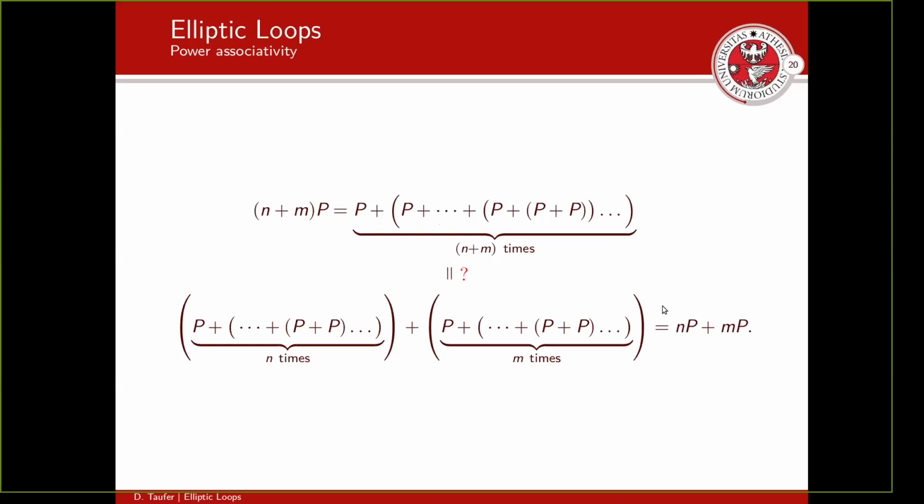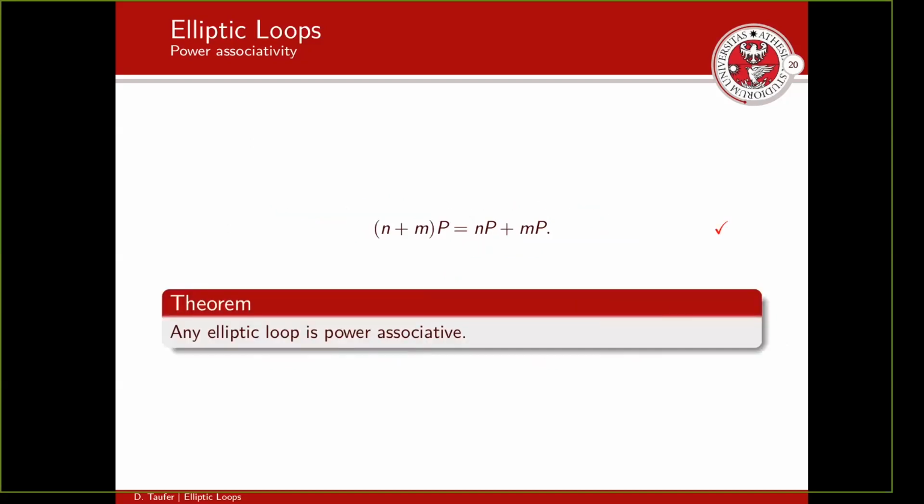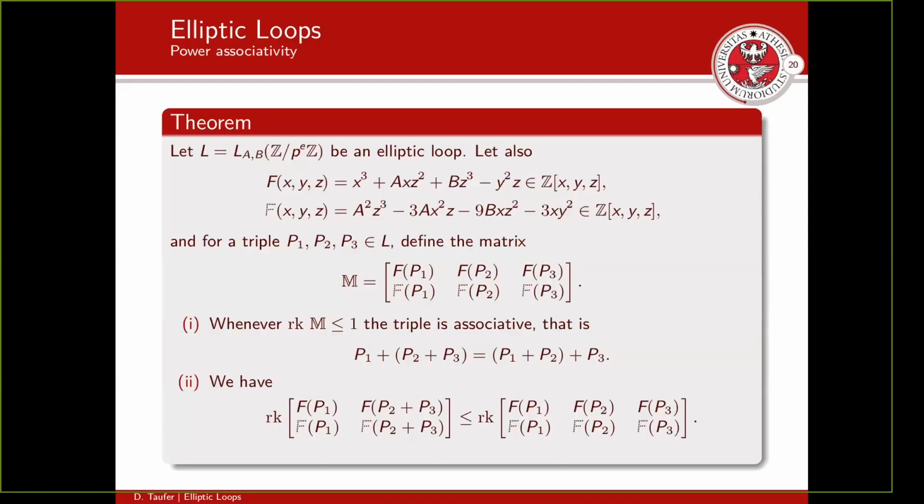Well, to make a very long story short, it is true that you may always do this operation. So every elliptic loop is power associative. I've called it a theorem, but in our thesis it's just a corollary of a much nicer theorem. This is much nicer, in my opinion, but it's even more complicated to state. This theorem provides you with a sufficient condition for 3 points for associating. And it is quite easy and quite fast to verify.